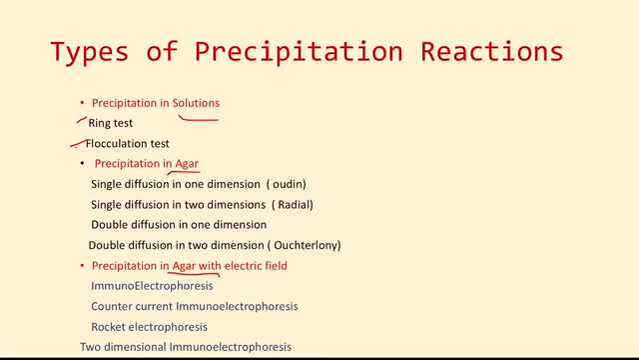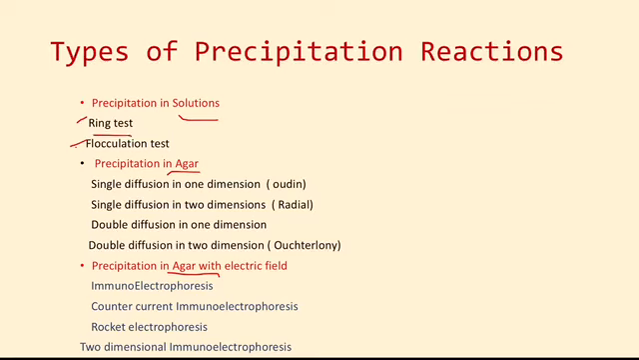This is based on the number of reactants that are diffusing and the direction of the diffusion, because there is single diffusion and double diffusion, in 1 dimension and 2 dimensions. If the precipitation reactions are carried out in gels and under an electric field, then these are the types of reactions that would be carried out: immunoelectrophoresis, countercurrent immunoelectrophoresis, rocket electrophoresis and 2-dimensional immunoelectrophoresis.